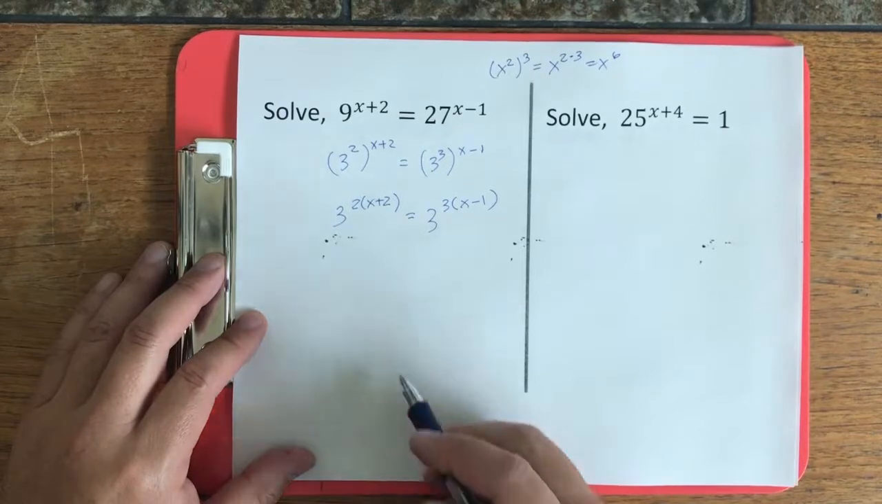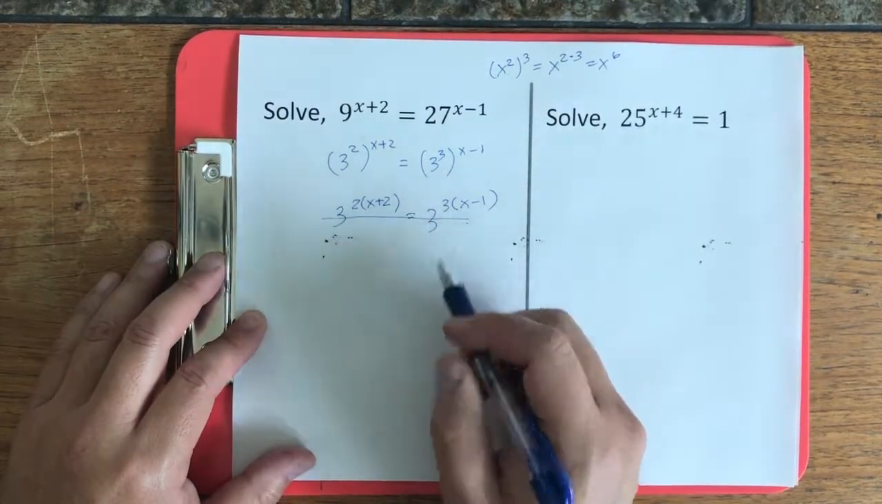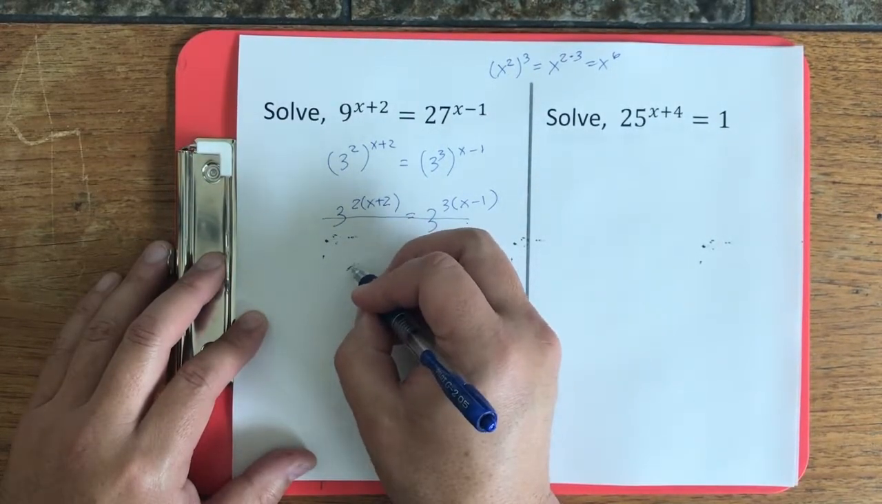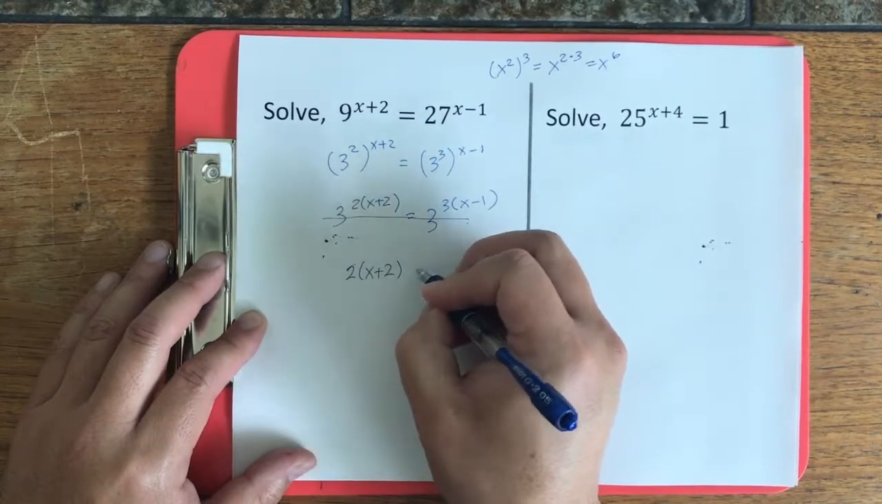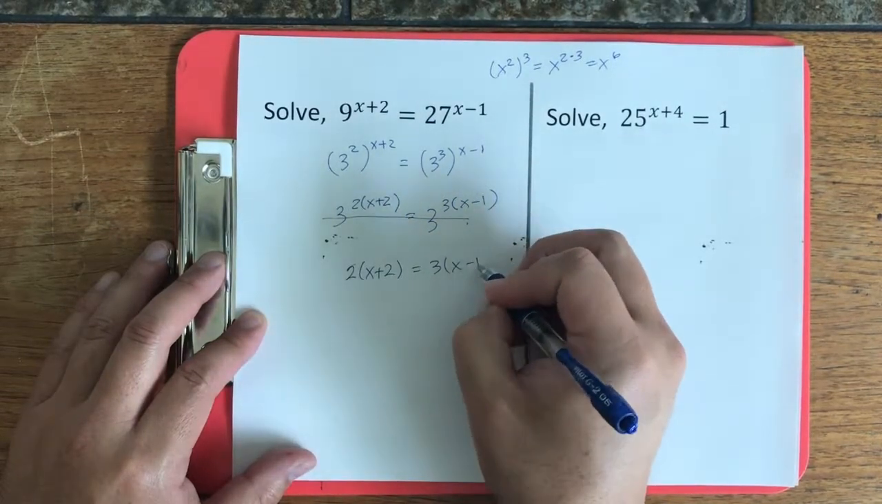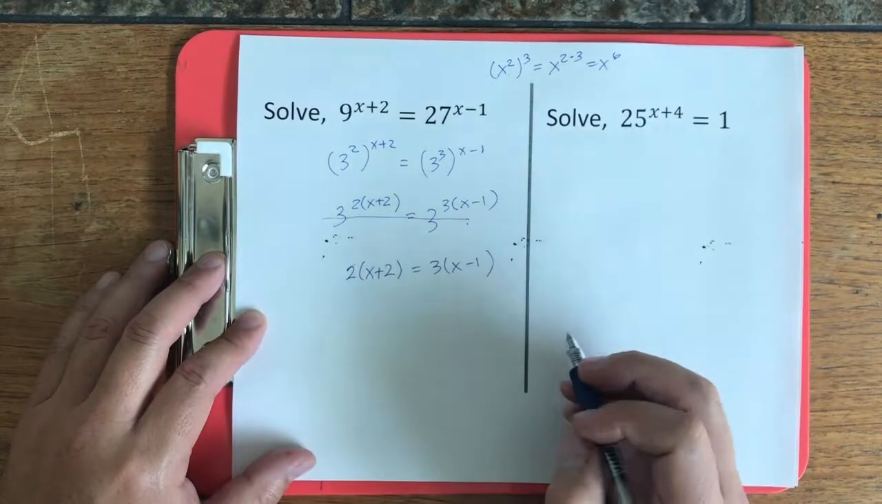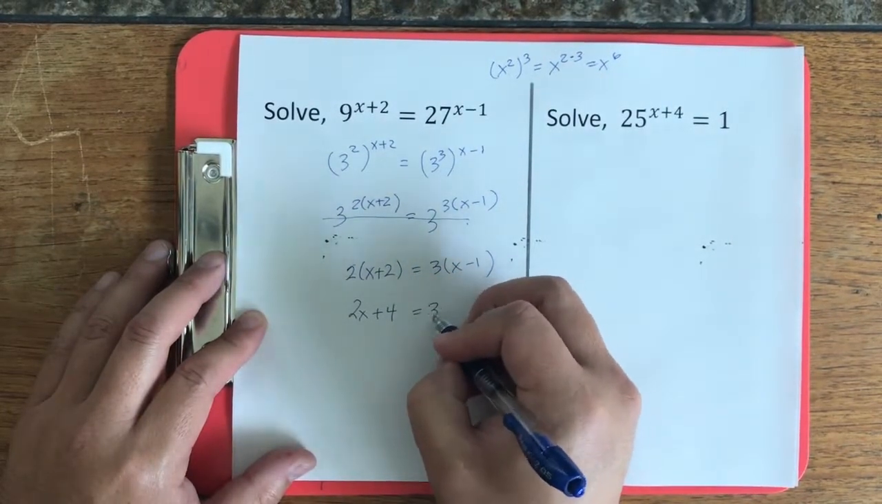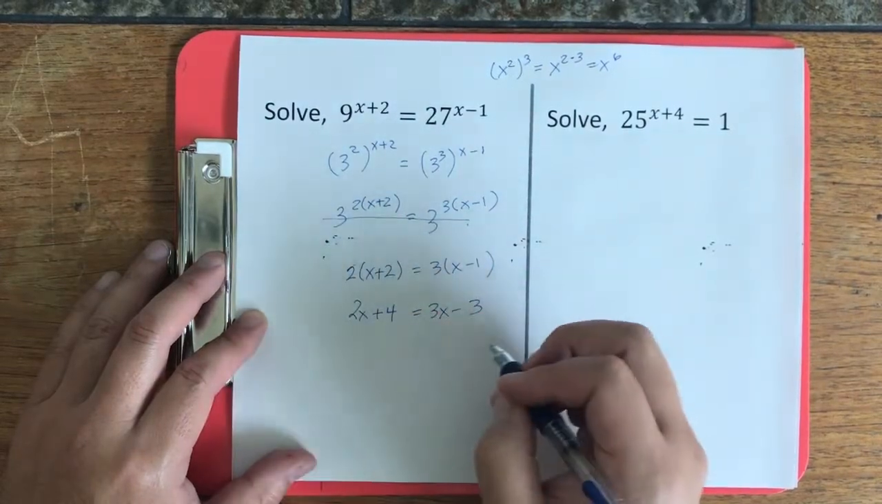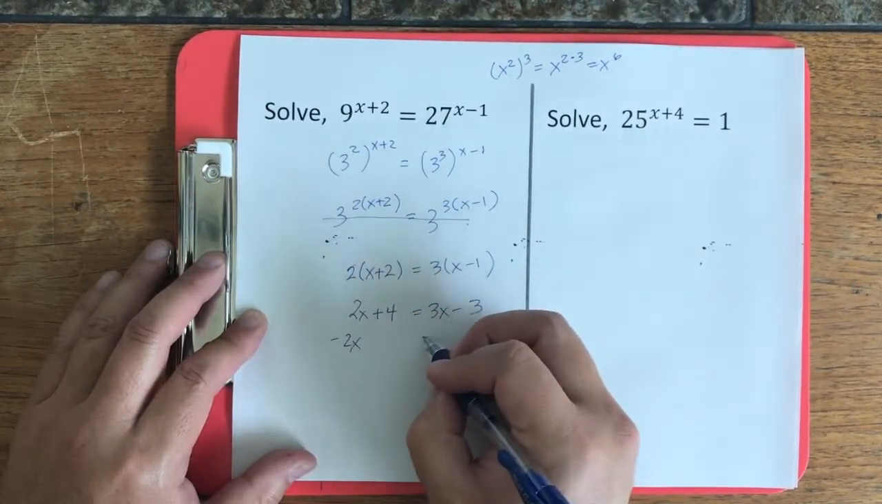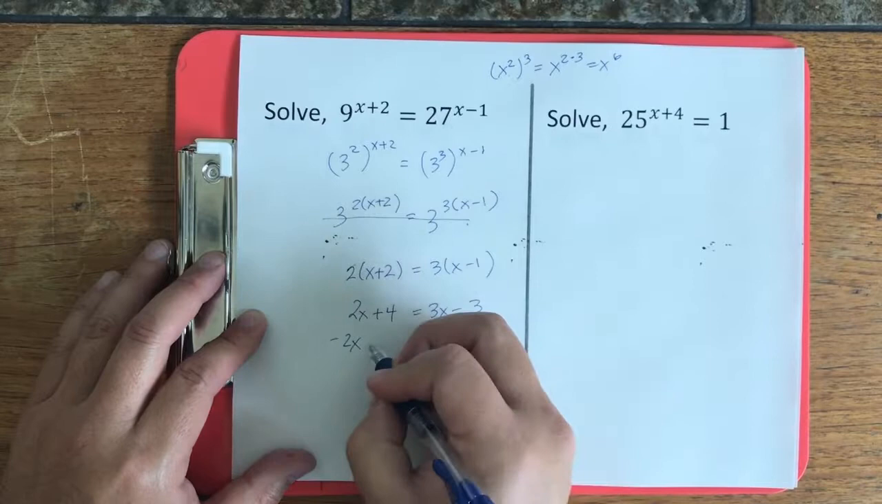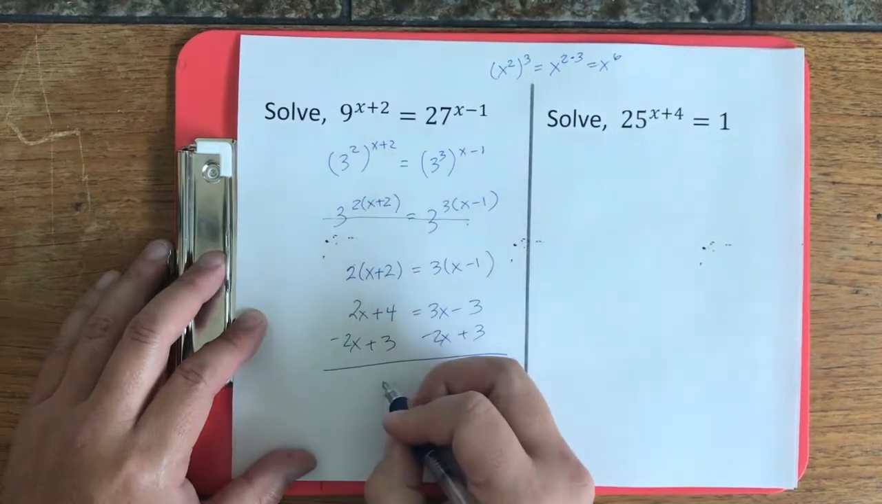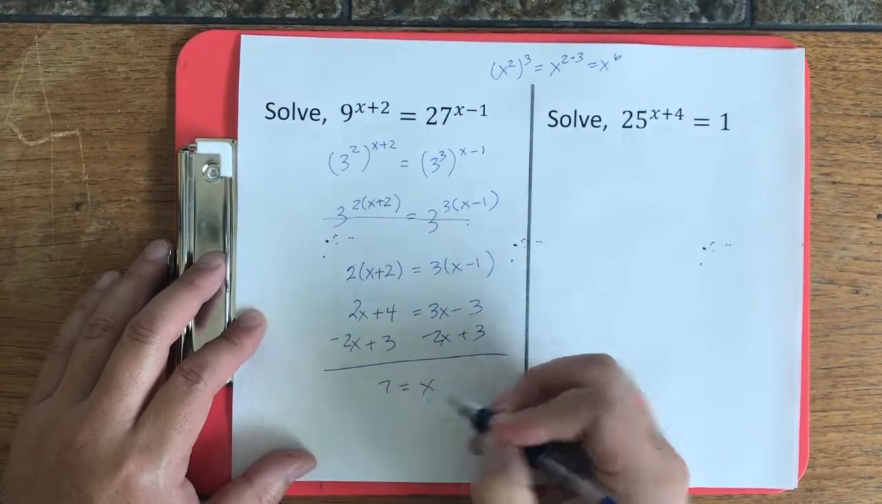Now that we can see that the base is the same, we can cross them out, and we get 2x plus 2 is equal to 3x minus 1. Then we solve this linear equation. I subtract 2x from both sides, add 3 to both sides, and I end up with 7 is equal to x.